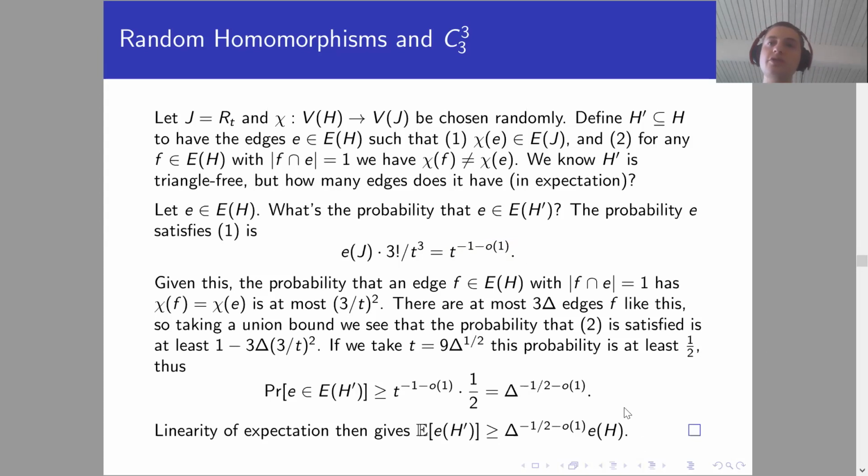And to conclude the result, we just note that as a standard probabilistic argument, because this holds in expectation, in particular, there must exist some H prime with at least as many edges as this one. So that proves that H always contains a subgraph with at least as many edges as desired.